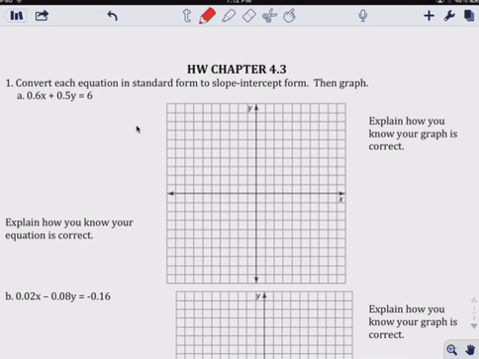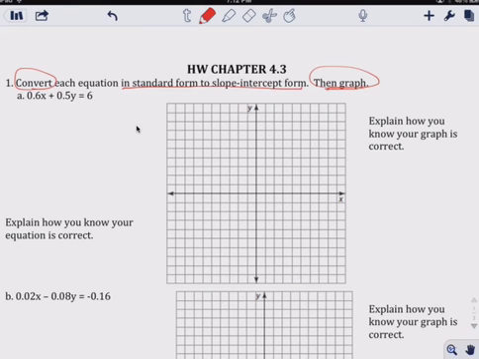Convert each equation. They want you to convert standard form to slope-intercept form, then graph. First, you have to get rid of decimals. If you're going to do slope-intercept, decimals will not help you. We want it as a fraction.